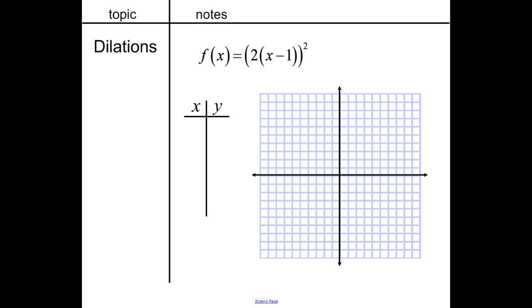Let's try another one. First, what is my parent function? Again, my parent on this one is f of x equals x squared. How many different things are happening here? Well, the first thing I notice is that 2 there. And the second thing I notice is that minus 1. All right, that 2, it's a multiplication, right? And it's inside of the squared. Notice these are the parentheses for the squared. It's inside of the squared, so I know it's a horizontal change.